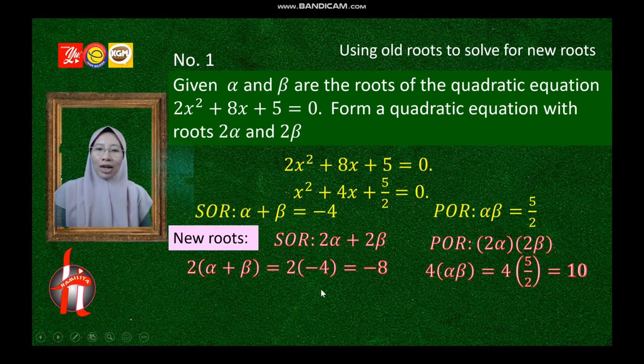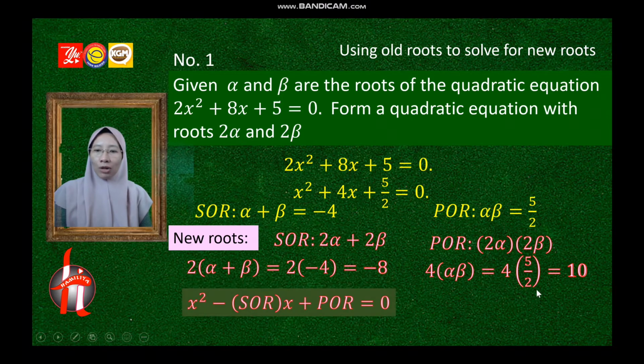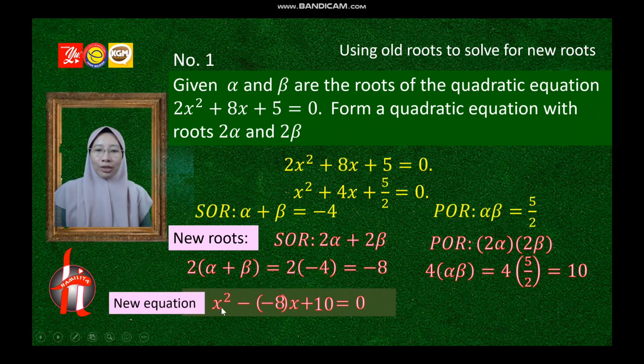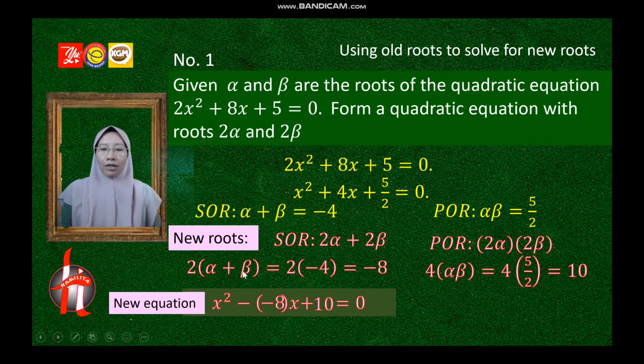So now we have the information that we need. So we just substitute the new roots into the new equation using the sum of roots here, negative 8, and the product of roots, 10. Right? We haven't finished yet. Simplify this part. So you get x squared plus 8x plus 10 equals to 0.